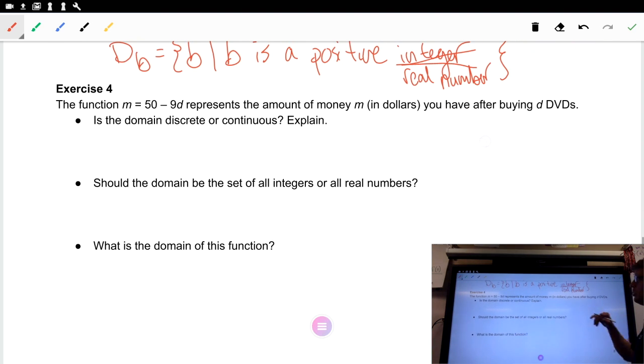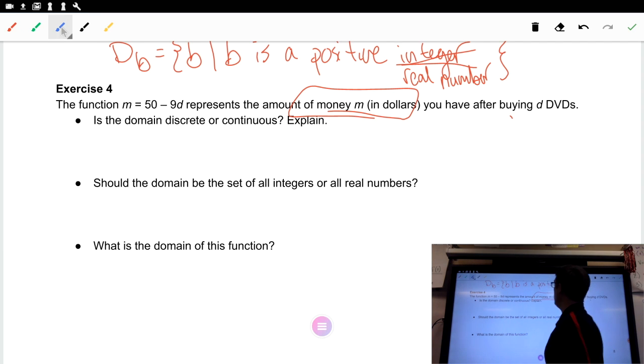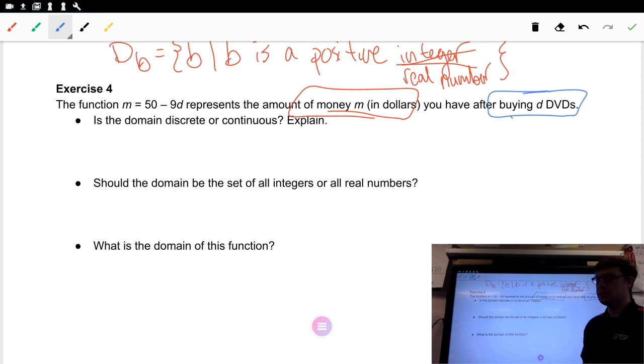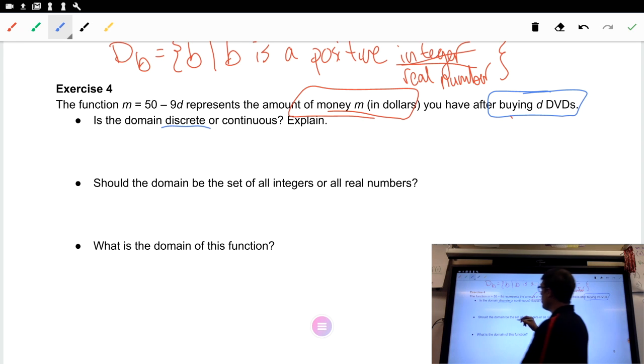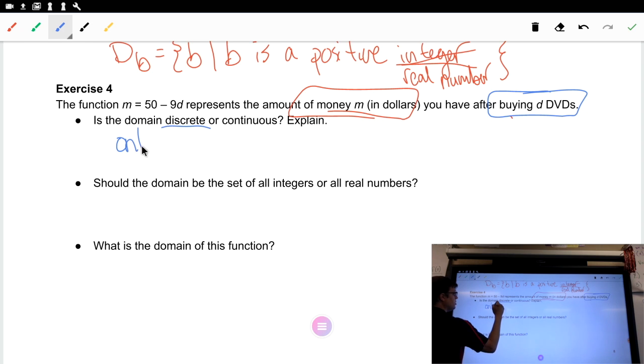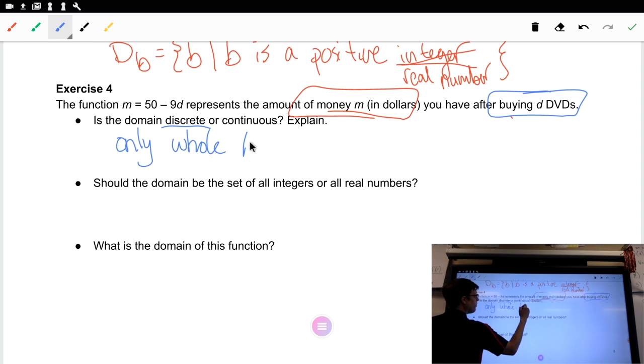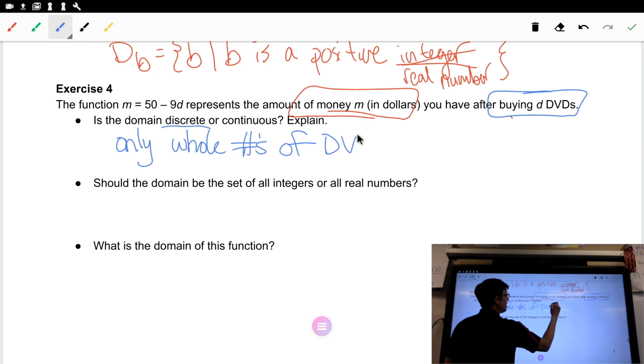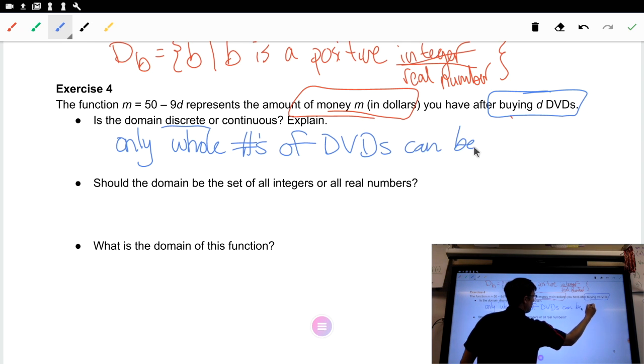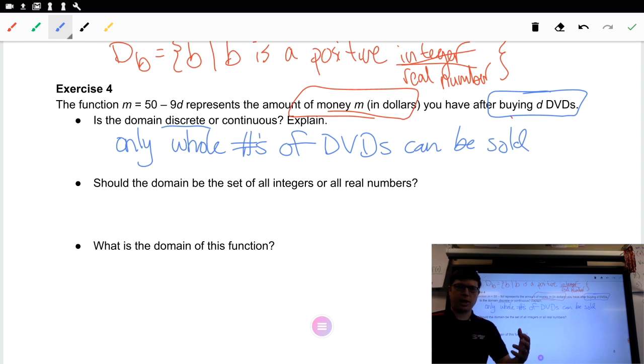Exercise 4. The function m equals 50 minus 9d represents the amount of money in dollars that you have after buying D DVDs. Is the domain discrete or continuous? Has to be discrete. You can't buy a fraction of a DVD. That's broken. So therefore, only whole numbers of DVDs can be sold. Real number solutions, fractions, irrationals, etc., they're out.